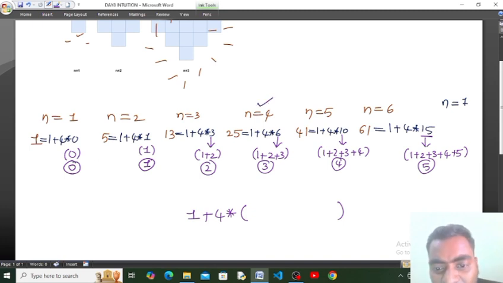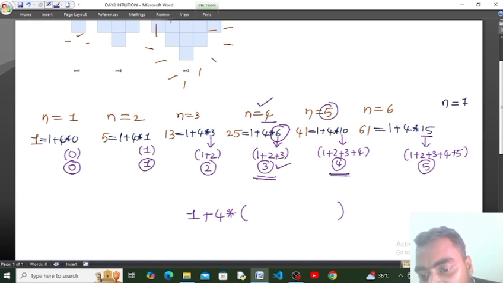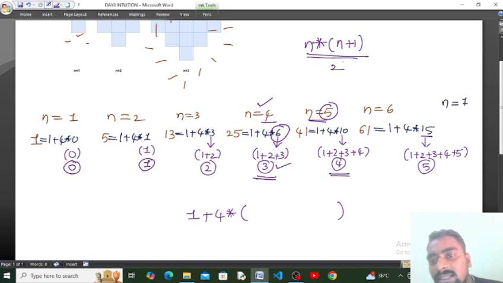For n is equal to 4, 6 we need. How to get the 6? That is nothing but sum of first 3 natural numbers. For n is equal to 4, we need first 3 natural numbers sum. For n is equal to 5, we need first 4 natural numbers. Here between this n and the sum of n natural numbers, what is the difference? Difference is 1, right? So basically what is the formula for sum of first n natural numbers? That is n into n plus 1 divided by 2. Yes or no? This is the sum of n natural numbers.